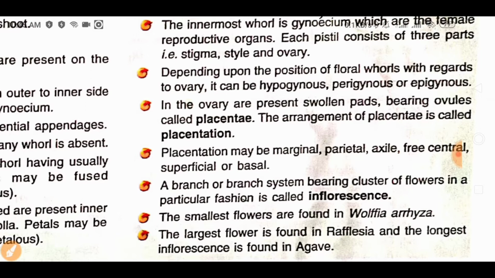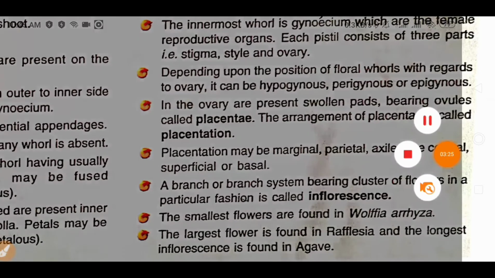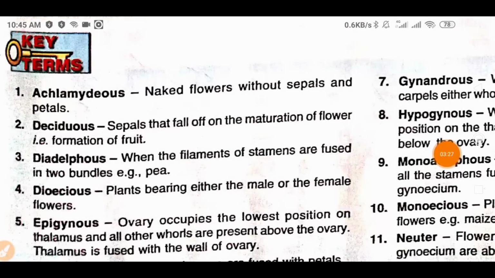Placentation and inflorescence we already discussed. The smallest flower is found in Wolffia arrhiza. The largest flower is Rafflesia, and the longest inflorescence is found in Agave. Some key terms are also given in your book, that is the achlamydeous condition, because this condition occurs when naked flowers without sepals and petals are found in a plant. Okay, it means the flower has no sepals and petals.